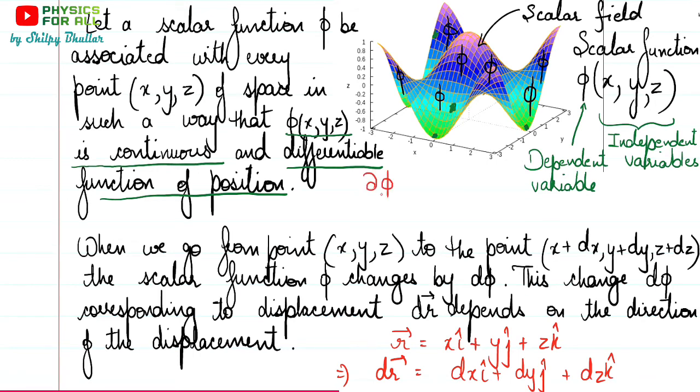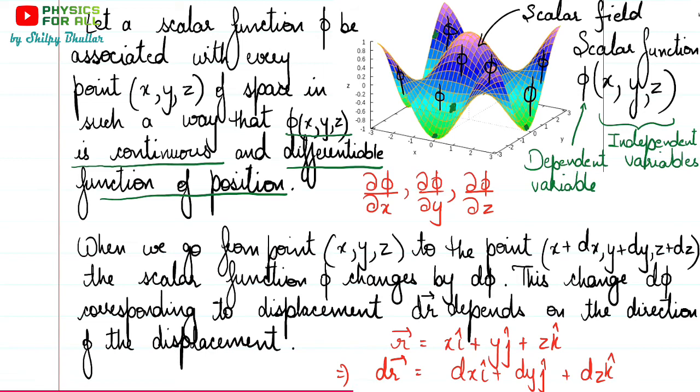So you would say that you have to find ∂φ/∂x, ∂φ/∂y, and ∂φ/∂z. And the summation of all these three would give you the actual change in phi. Alright, so these x, y, z are independent variables.